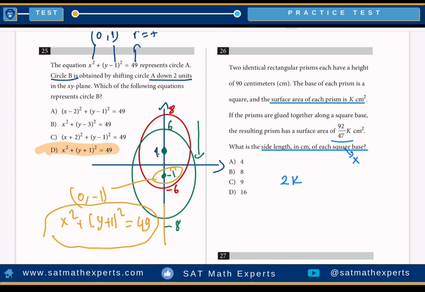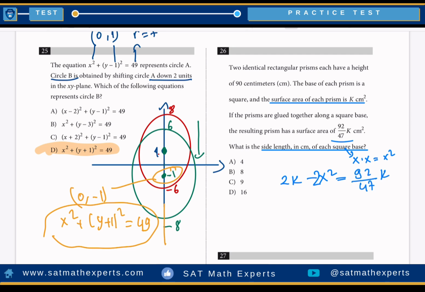From each rectangular prism, x times x is x squared. So two bases will be glued to each other. We cannot see them in the total surface area. So it's going to be minus 2x squared. So this is 92 over 47 K.